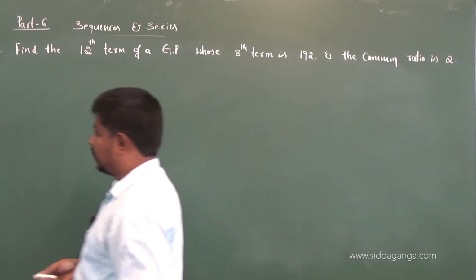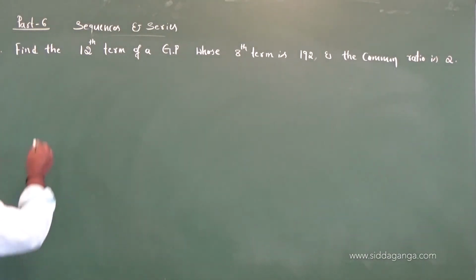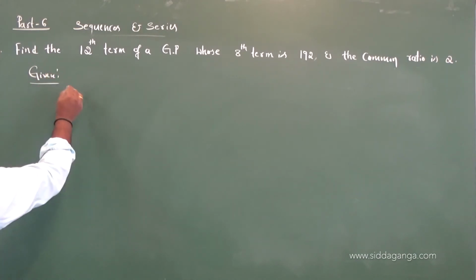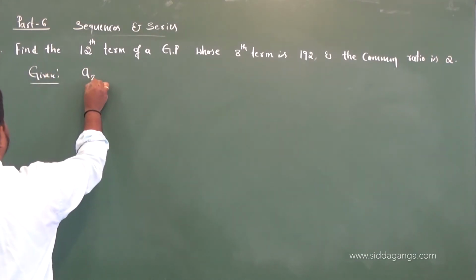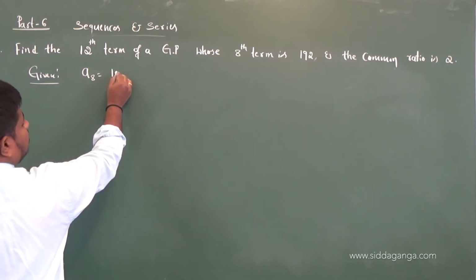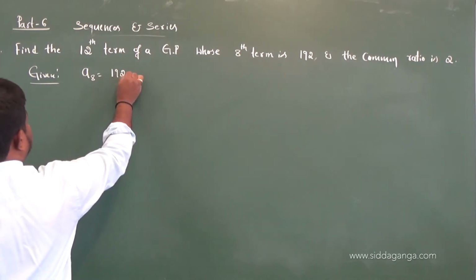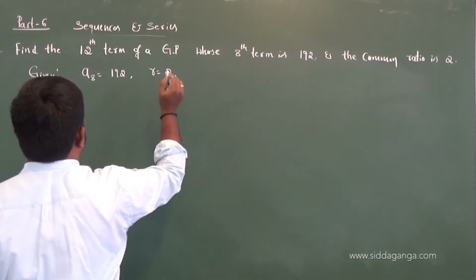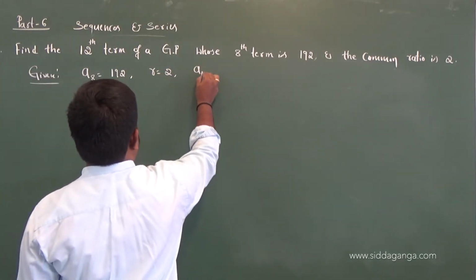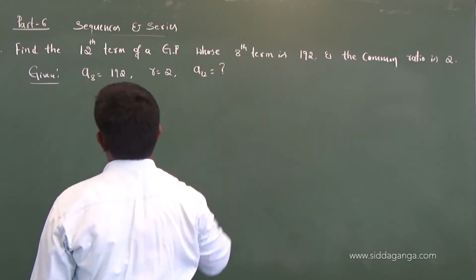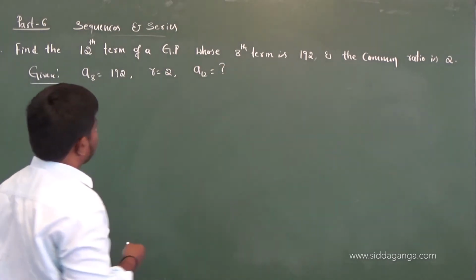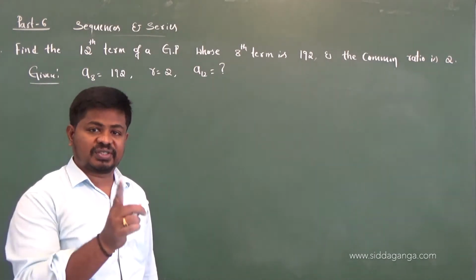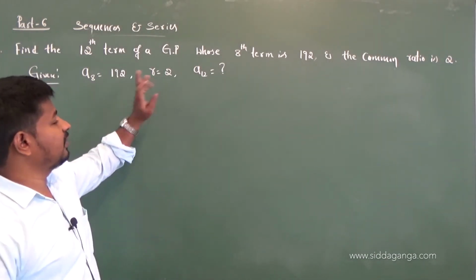You need to find the 12th term, right? Given, the 8th term A8 is 192 and the common ratio is given, that is 2. What do you have to find? The 12th term. To find any term, you need two things: one is the common ratio and the other is the first term. Common ratio is given. So let me find the first term using this data.